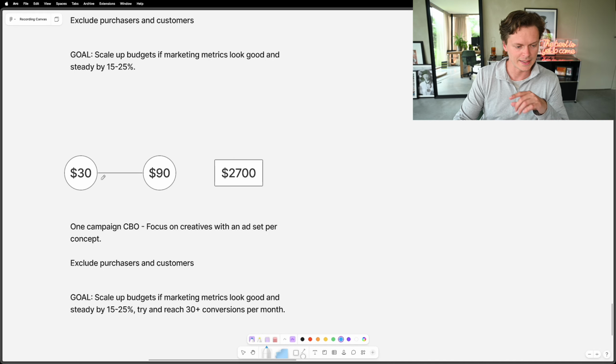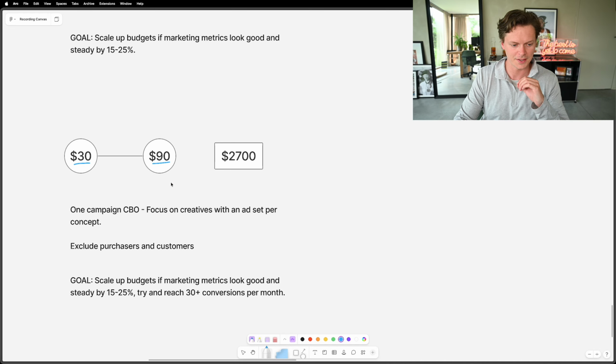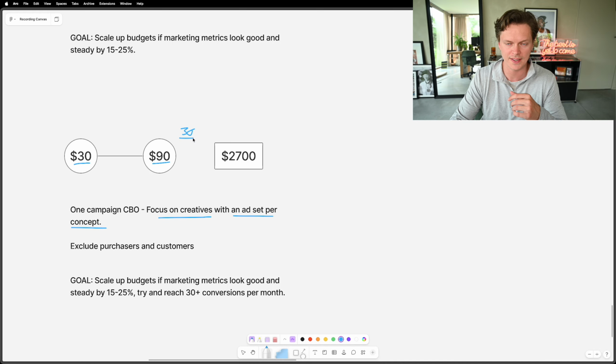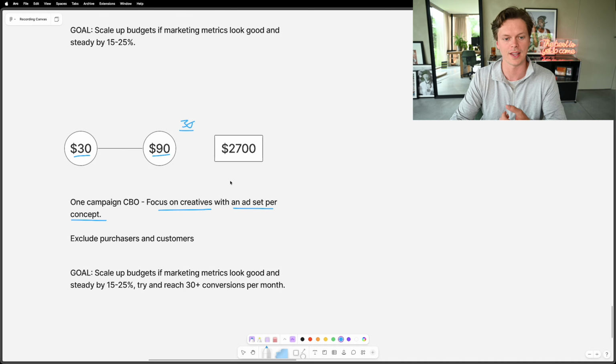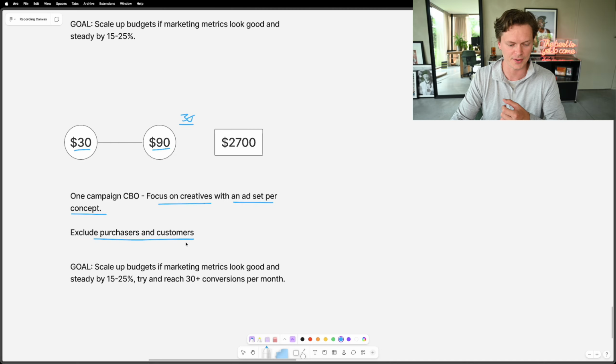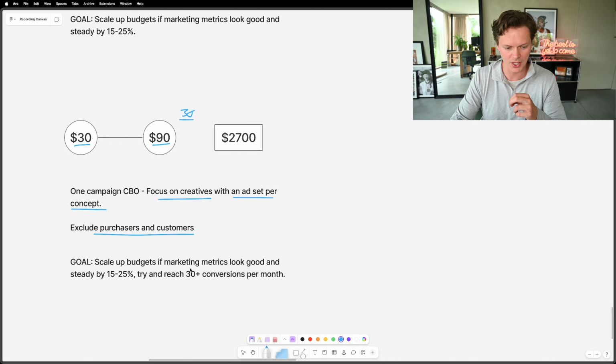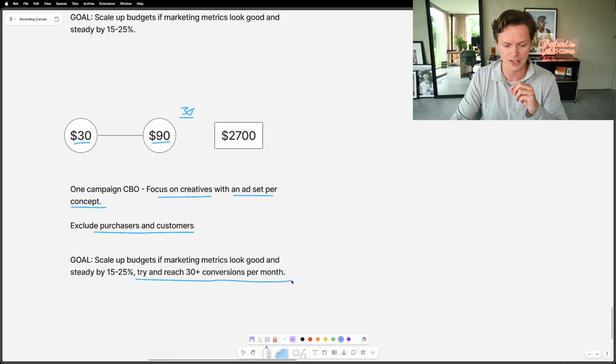Then you have your second tier, $30 to $90. Still, it's going to be one campaign CBO, focus on creatives, but here you have the freedom to experiment with different ad sets per concept. I would not do more than 2 to 3 ad sets for this specific campaign budget so that you have $30 per concept. Again, exclude purchasers and customers as always. Scale up budgets if marketing metrics are good and steady by 15 to 20%, and try to reach 30 conversions per month or as close to 30 conversions per month.